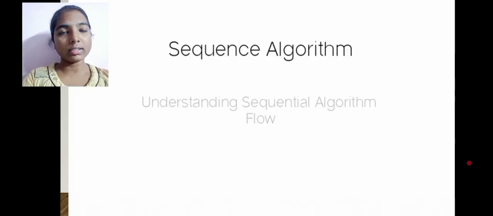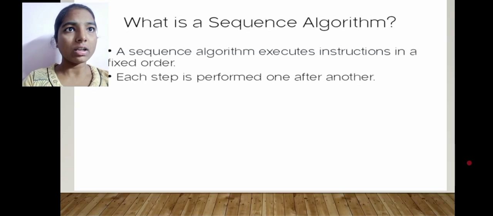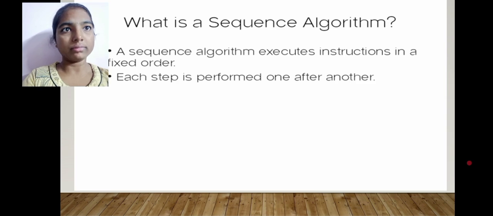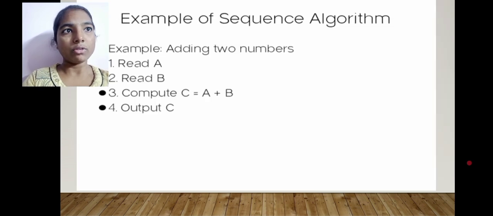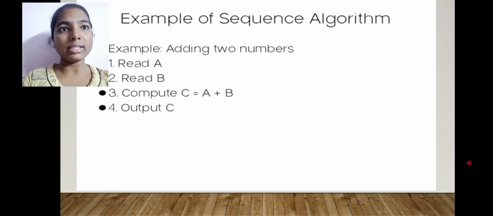Next, we will discuss deeply about sequence algorithm. What is a sequence algorithm? A sequence algorithm executes instructions in a fixed order. Each step is performed one after another. An example of a sequence algorithm is adding two numbers. First, read A, read B, compute C equals A plus B, and output C.